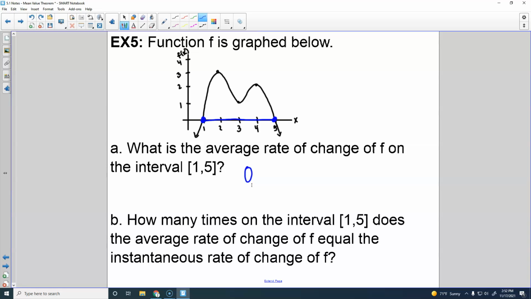All right, so this one does not ask you to prove any mean value theorem or anything. It just says, how many times on the interval from 1 to 5 does the average rate of change equal the instantaneous rate of change? Okay, I'm hearing 3. Instantaneous rate of change. What does that mean? Slope of the tangent.